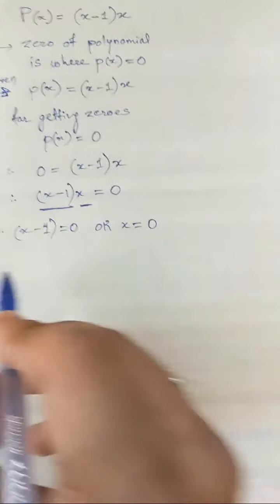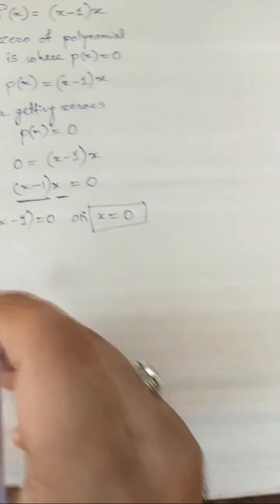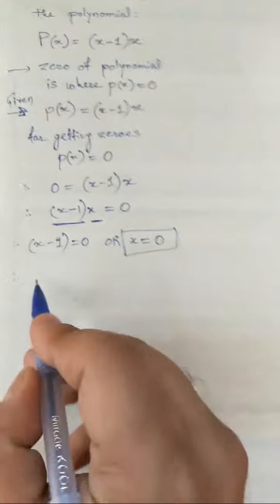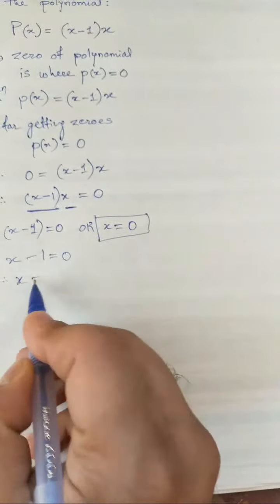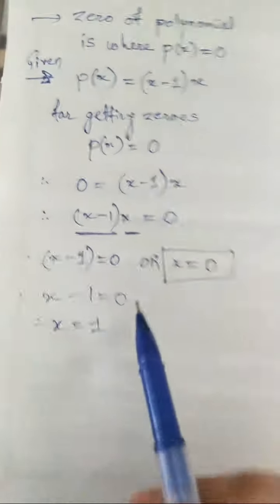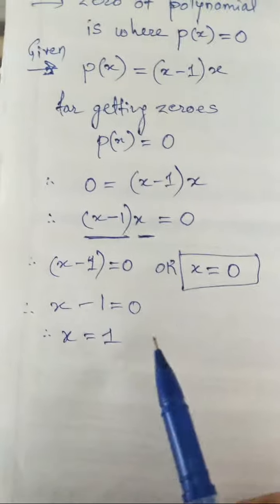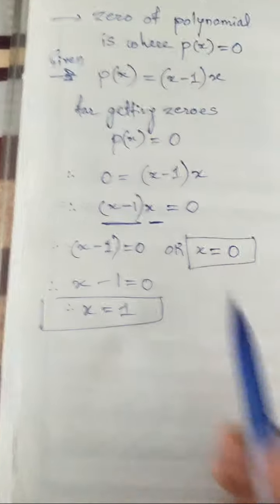Therefore we will get x = 0. This is the solution, and now we have to simplify the other further. x - 1 = 0. Therefore x = +1. This minus 1 will change its side and will become plus 1. So the other solution we have got is x = 1.